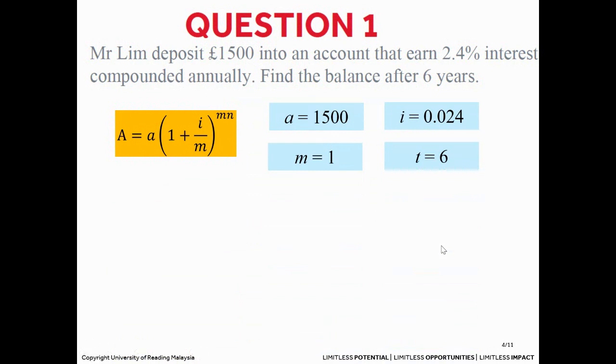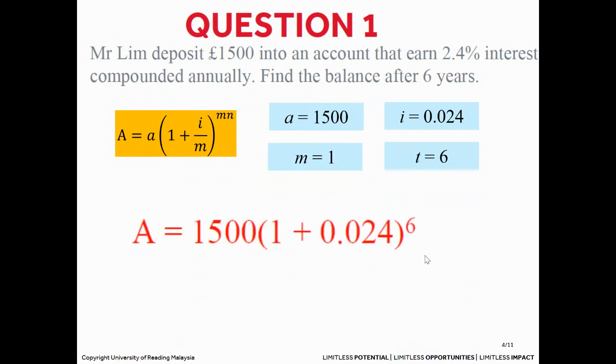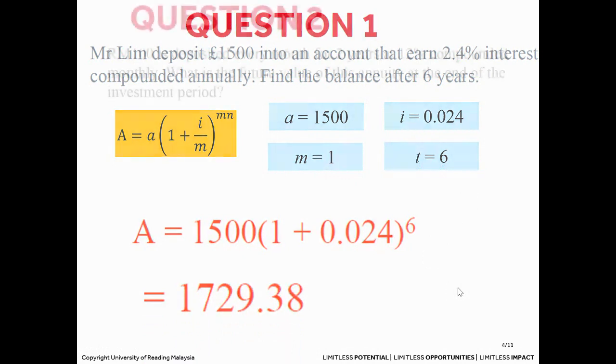Let's substitute all these values into the compound interest formula. Now, let's use your calculator and work out the answer. The answer is 1,729.38 pounds. Let's go to question 2.